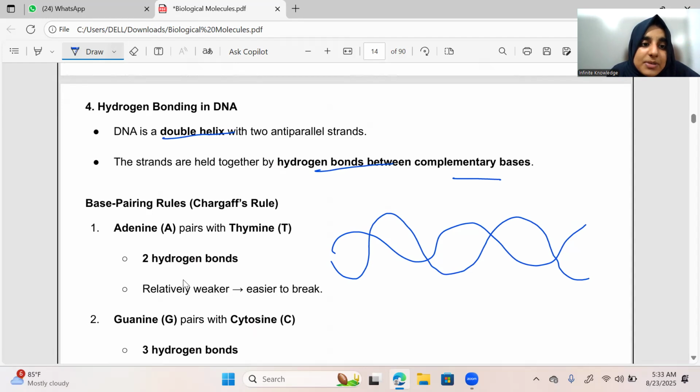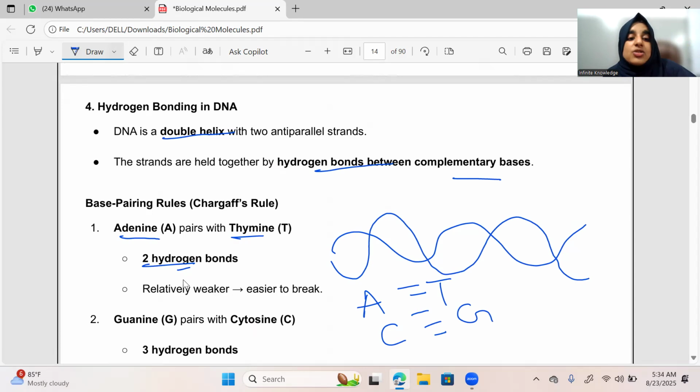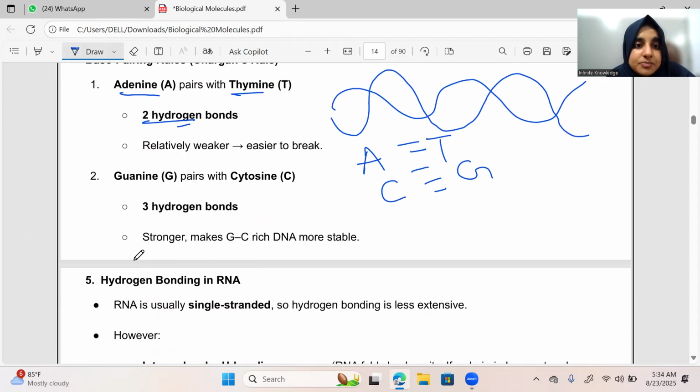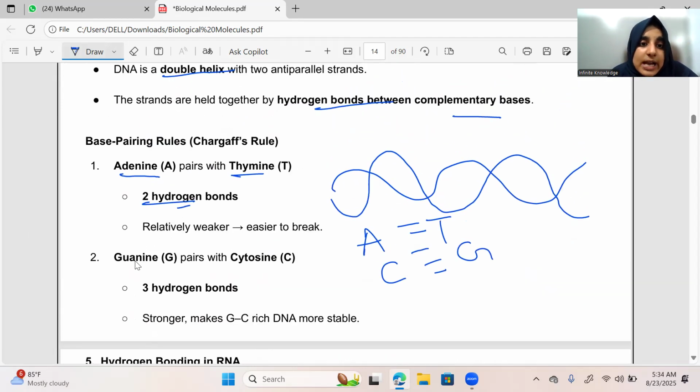What happens over here is that adenine pairs with thymine with the help of two hydrogen bonds, and cytosine pairs with guanine with the help of three hydrogen bonds. So adenine and thymine bonds are relatively weaker and easier to break, whereas cytosine and guanine bonds are stronger, and a guanine and cytosine rich DNA is more stable.